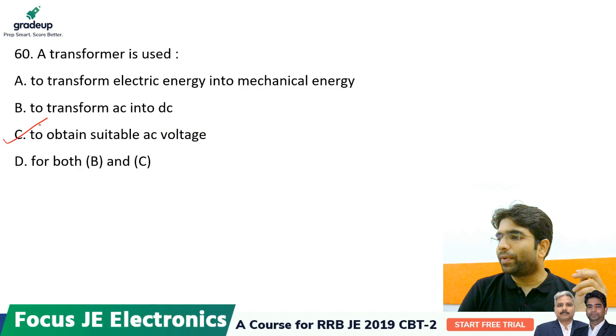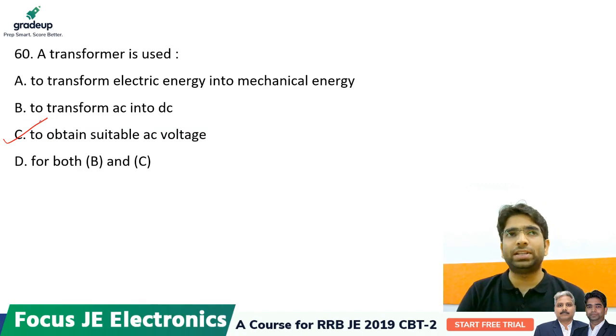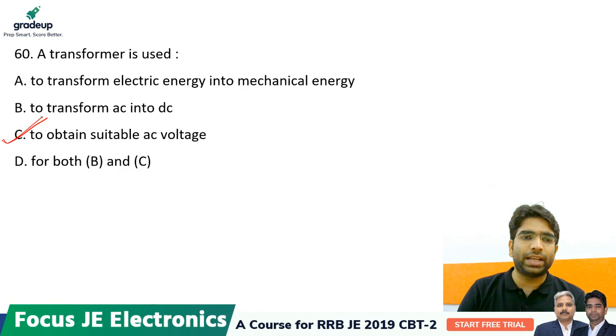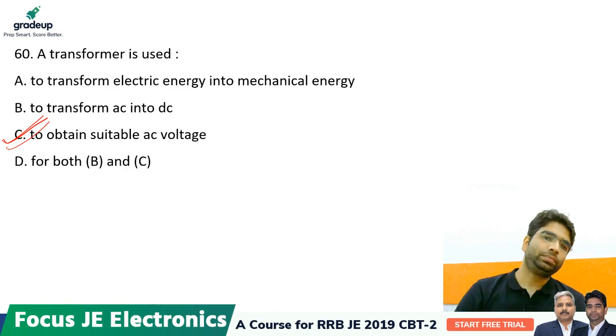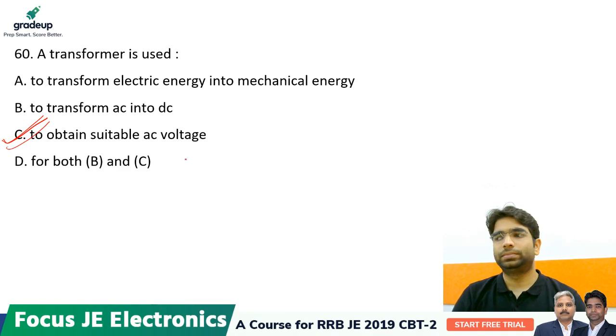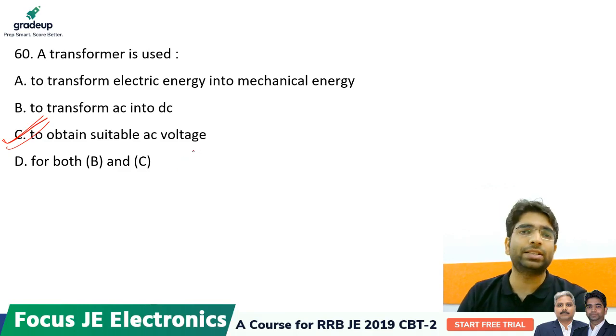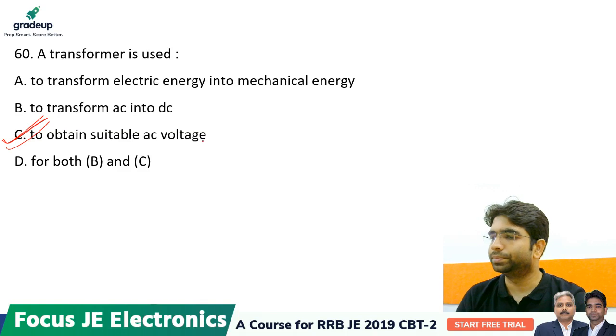But in case of rectifiers, step down is done, after which filtering is done, diode rectification and all that. I would like to say one thing: in this case go with option C, that is, to obtain a suitable AC voltage. It is the most precise answer.